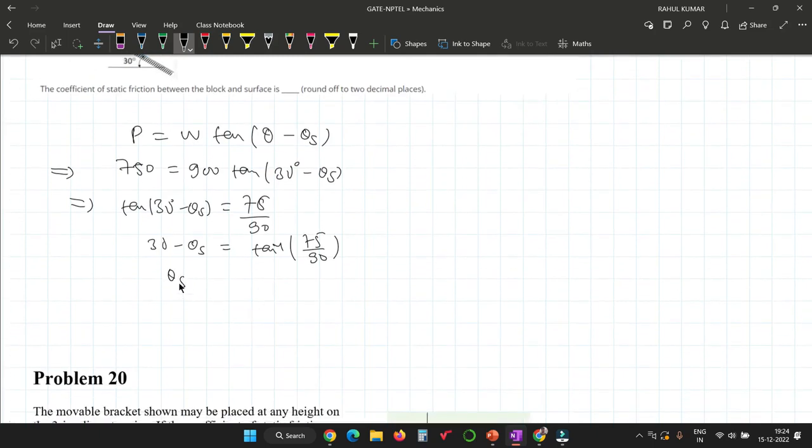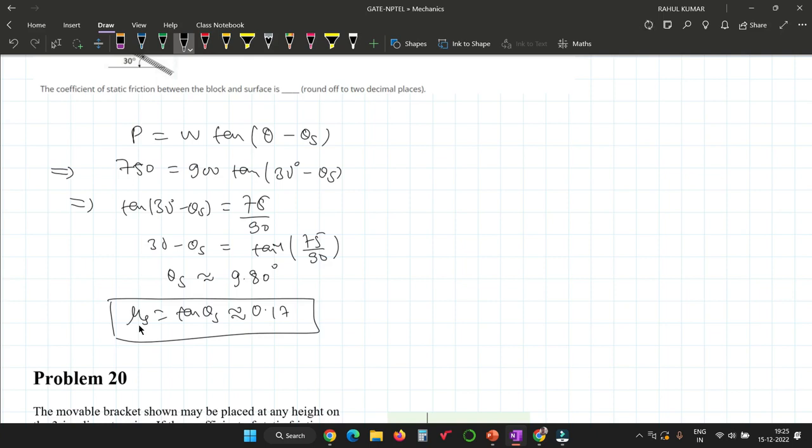What are we getting here for theta s? Near about 40 degrees, sir. 75 divided by 90, yeah, 39 point something, right? So if we subtract, we are getting 9 point something, 9.8055, yeah, 9.80 degrees. So what is mu s? Mu s equal to tan theta s. So you will get 0.17. Okay, so that is the answer.